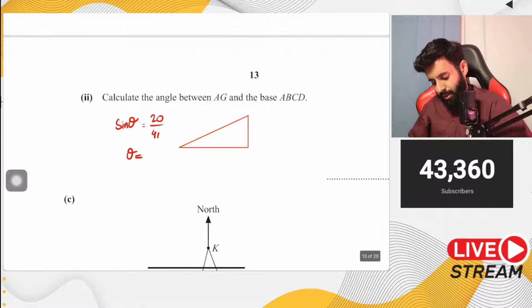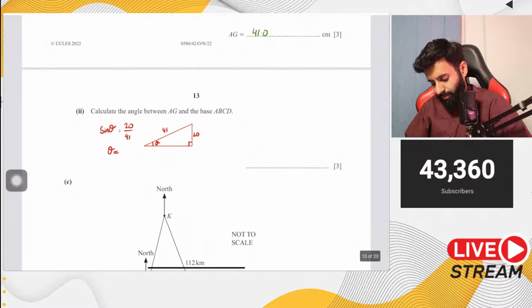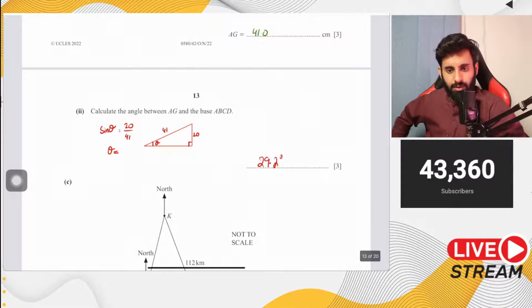So we have theta over here. This is 20, and the hypotenuse is 41. So sine inverse of 20 divided by 41 is equal to 36.6. No, wait a minute, I just realized my calculator was in radian mode. Sine inverse of 20 divided by 41, so that is equal to 29.196, which can be written as 29.2. So there you go. That's your answer.